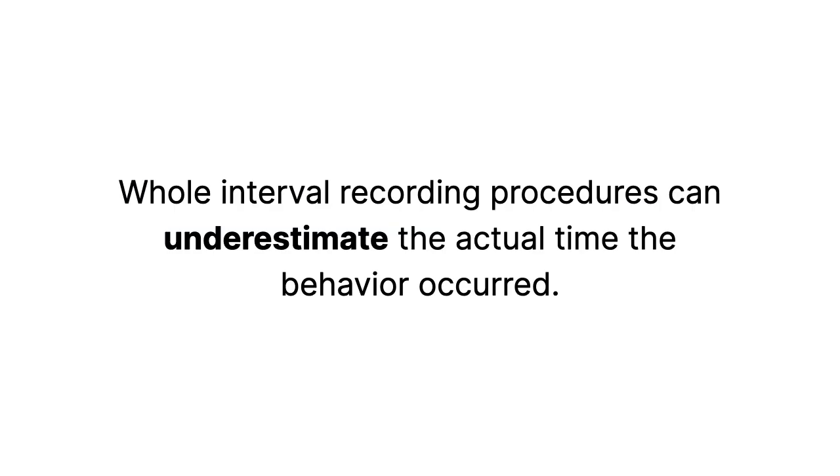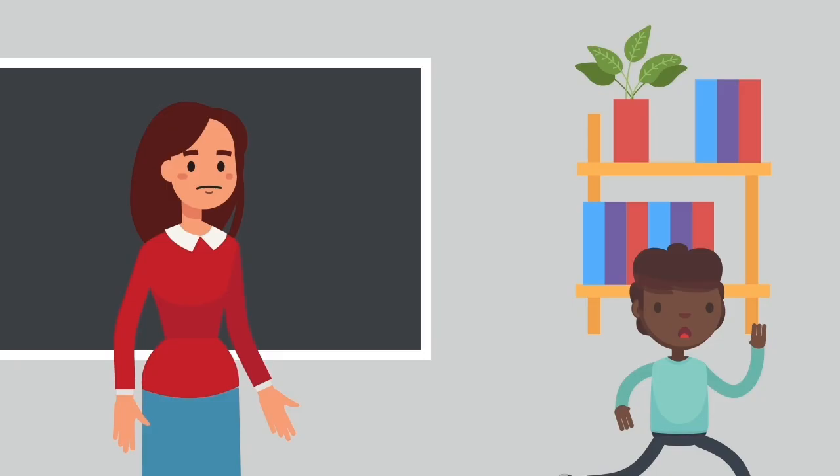So as you might imagine, whole interval recording procedures can underestimate the actual time the behavior occurred. For example, we're looking at class participation. Our student is actively engaged in class activities for most of a time interval, and in the last 3 seconds they leave the assigned activity area or leave the classroom altogether. We would put an O in that box, and they would not be marked as engaging in the behavior for the whole interval. So it looks like they weren't participating at all, but really they were participating for most of the interval, just not the entire interval. So whole interval recording procedures can underestimate the actual time the behaviors occurred.